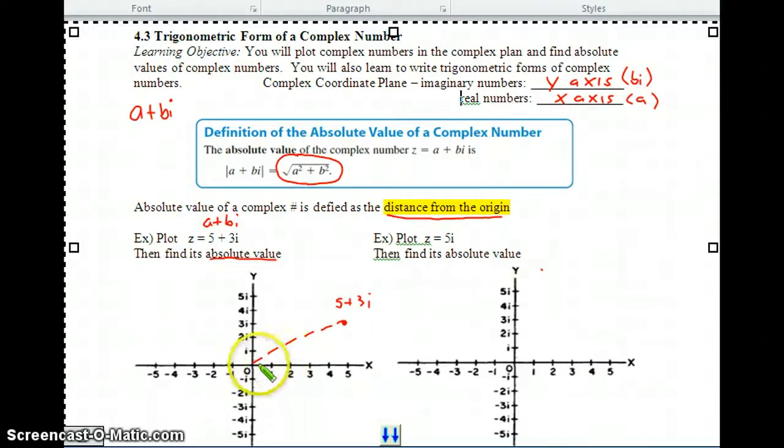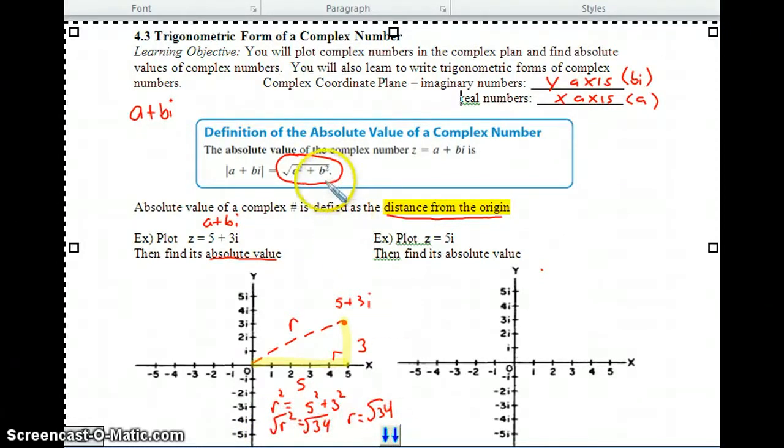If I draw a right triangle here, like so, we could find this distance just by using the Pythagorean theorem. This horizontal distance is 5, this vertical distance is 3, and so we would use the Pythagorean theorem to find this side. We'll call it r. We would say r squared is equal to 5 squared plus 3 squared, which is 25 plus 9, which is 34. And then to get r by itself, we would take the square root.